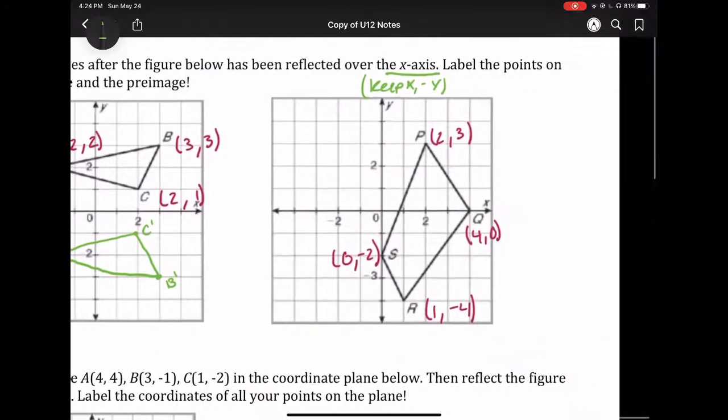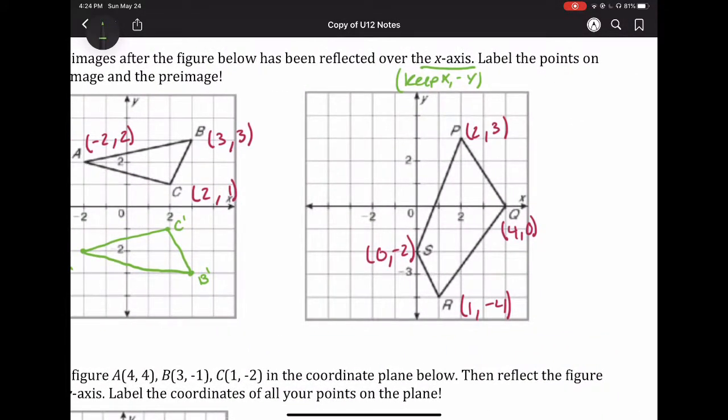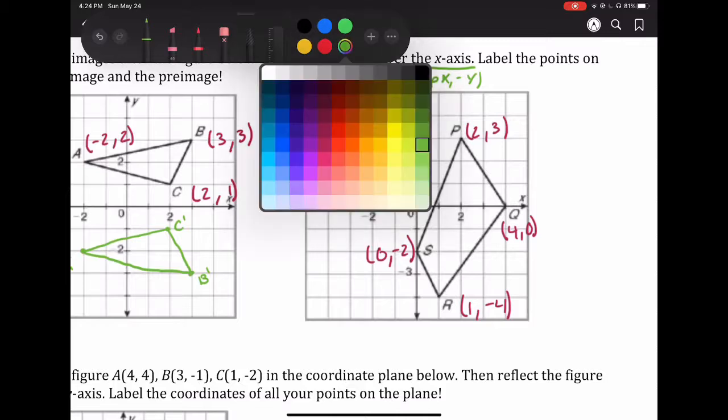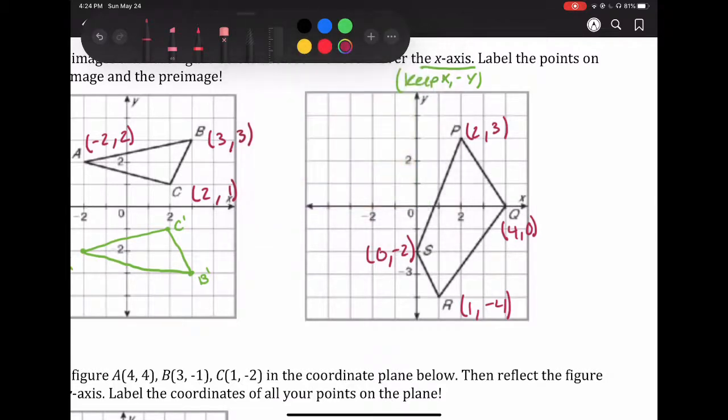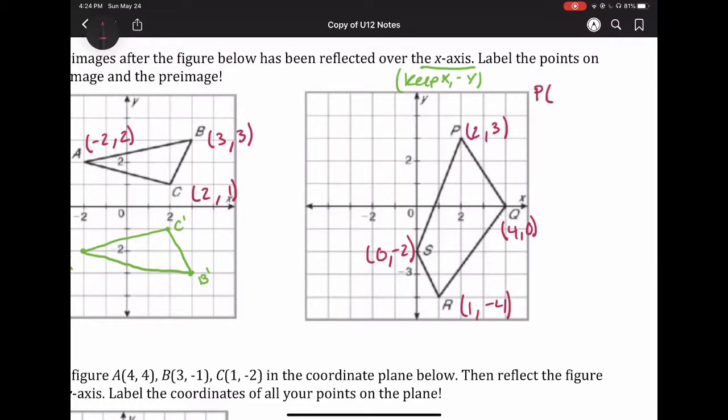All right, let's go ahead and look at this second image here. Same process. We're going to go ahead and list out all of those points on the side here. So I have my P at 2, 3, Q at 4, 0, R at 1, negative 4, and S at 0, negative 2.